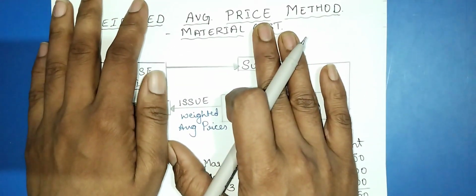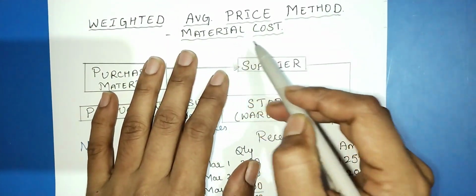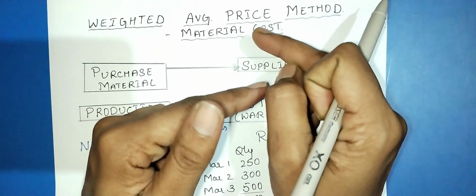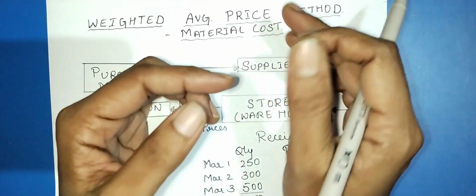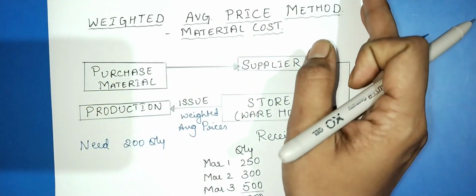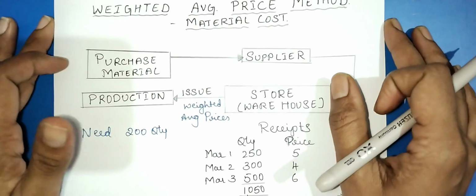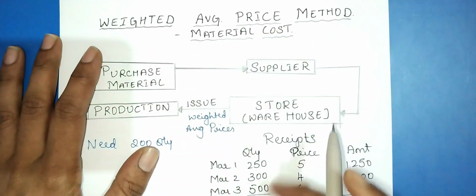I am Rajeshwari here. Let us discuss today weighted average price method under material cost. In our previous video, we have understood how to calculate material price under the LIFO method, FIFO method and simple average method. So now we are discussing the most important and easiest method, that is weighted average price method.